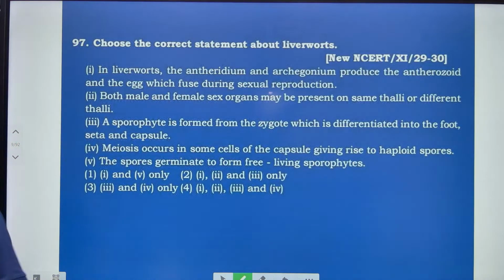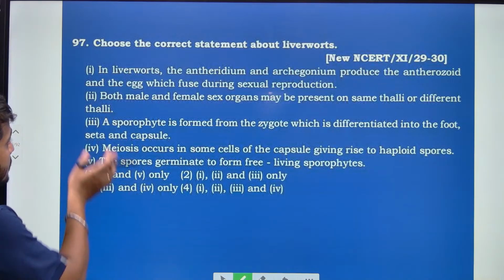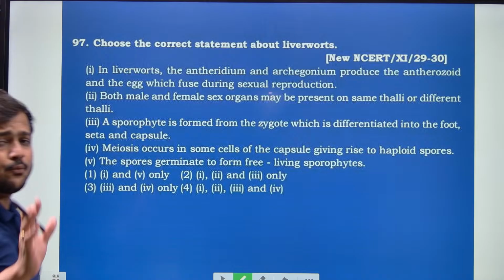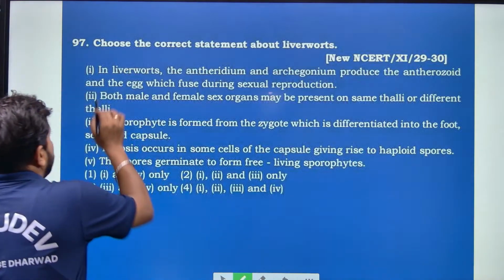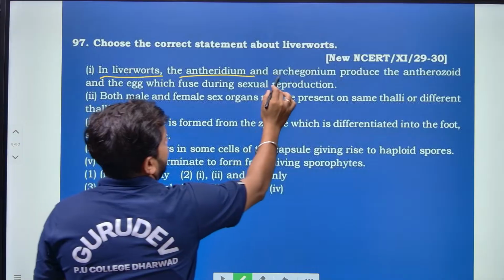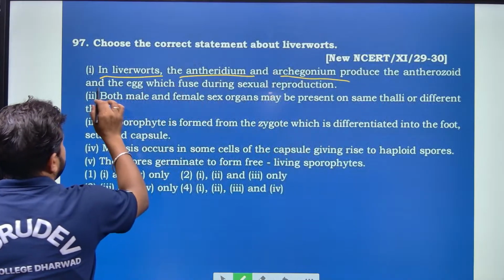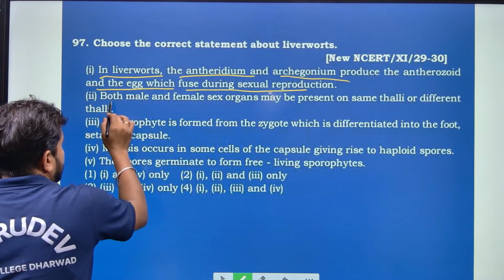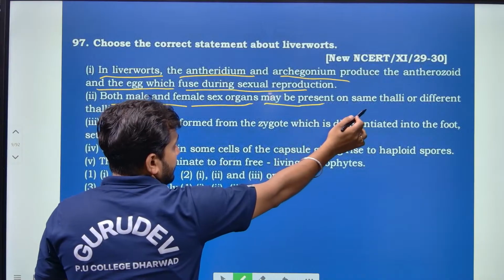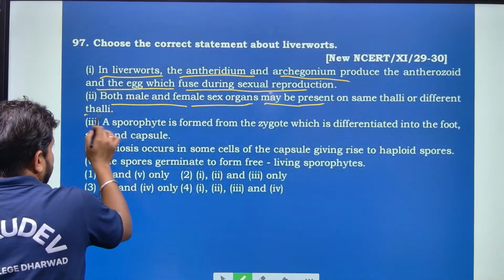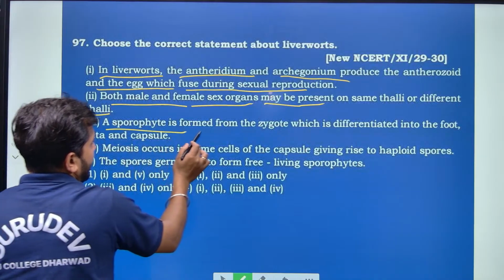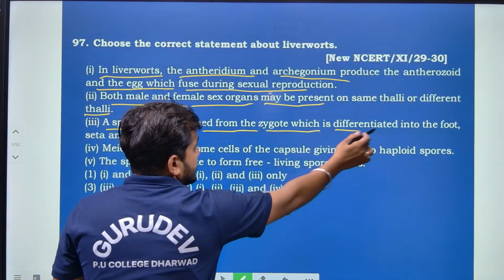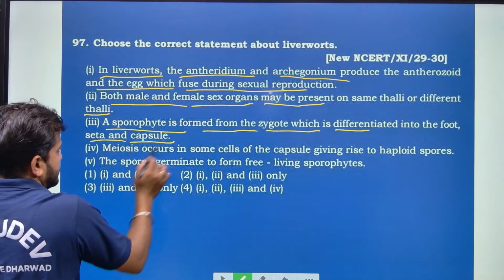Then choose the correct statement about the liverwort. With respect to the liverwort, only statements are given, we have to find out which one is actually correct. In liverwort, the antheridium and archegonium produce the antherozoids and the egg, which fuse during sexual reproduction. Then both male and female sex organs may be present in the same thalli or in different thalli, right? Then a sporophyte is formed from the zygote, which differentiates into foot, seta and capsule.